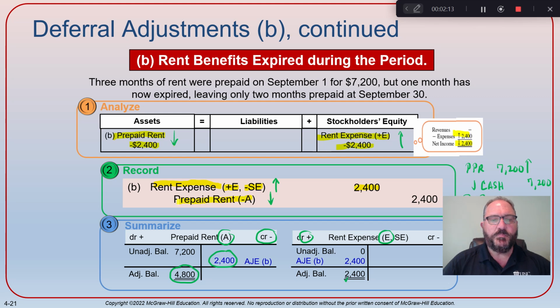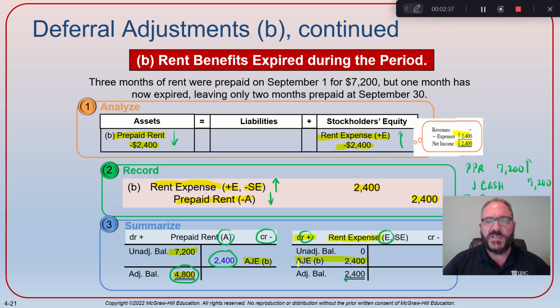And we're lowering that prepaid rent because remember, if you take a look now, we had $7,200, then we used up September, and now we have $4,800 left. So remember, prepaid rent is an asset. So to lower it, we lower it with the credit. And there you go, right there. There's the credit. Rent expense increases with the debit.